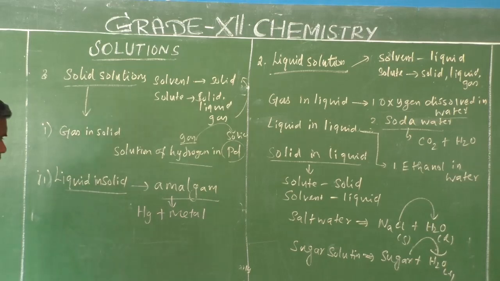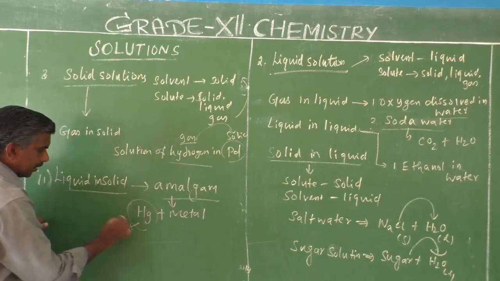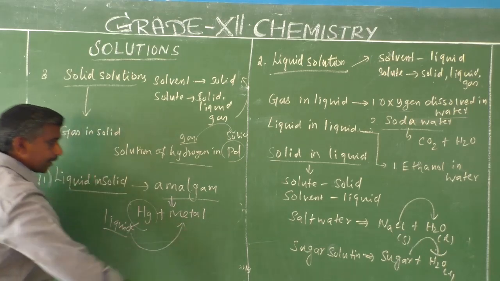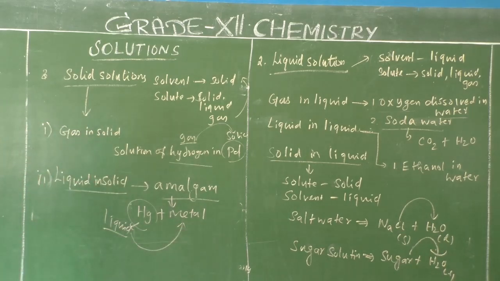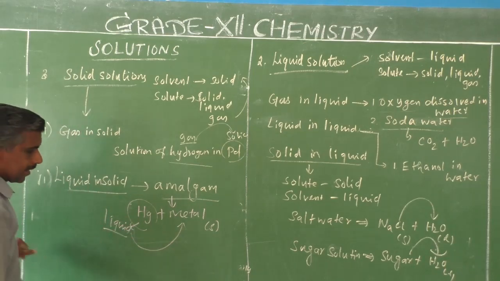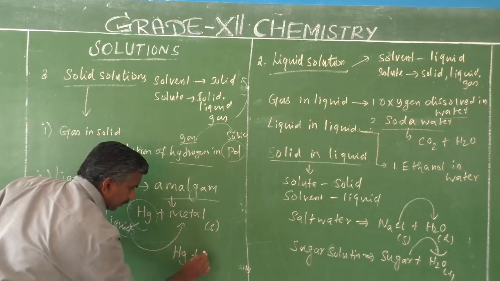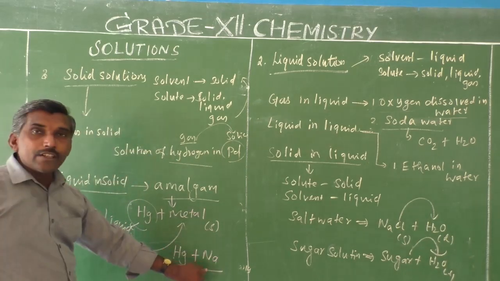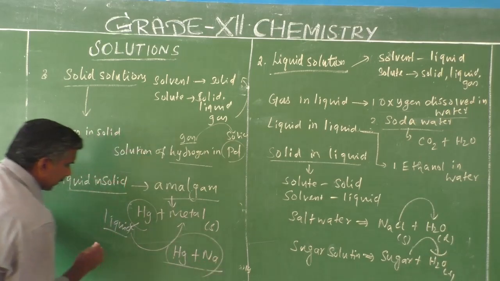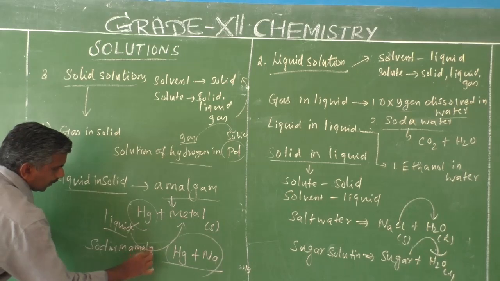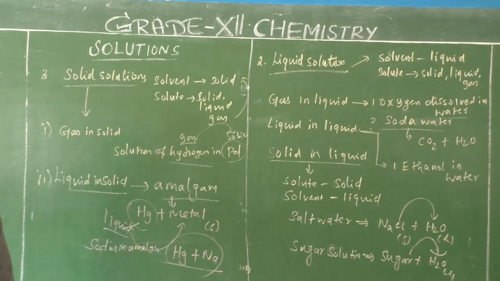Mercury plus metal. Mercury, what is the state? Liquid. This liquid is dissolved in metal. That is mercury dissolved in solid. Metal is a solid, here liquid mercury. Example, sodium amalgam. Sodium amalgam means what? Mercury dissolved in sodium is known as sodium amalgam.